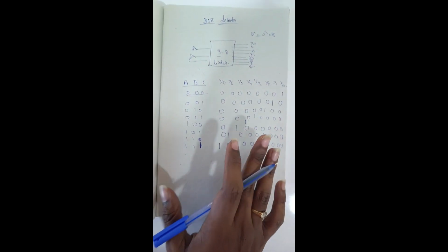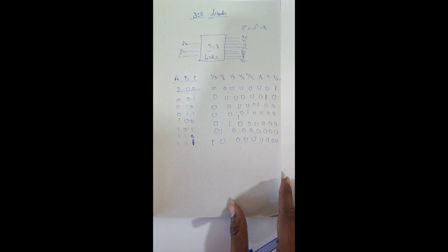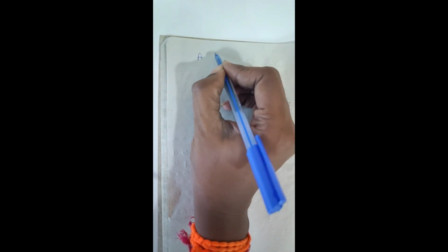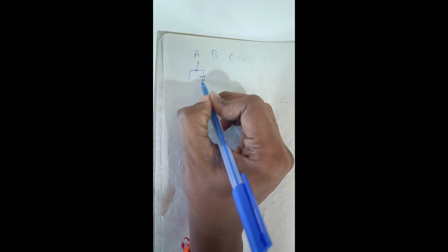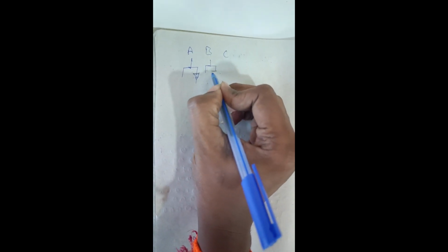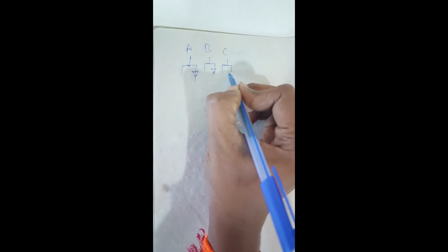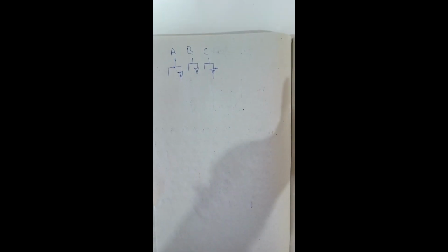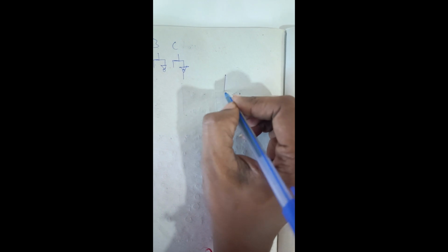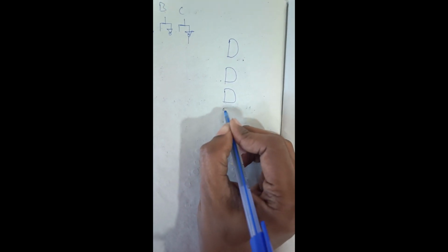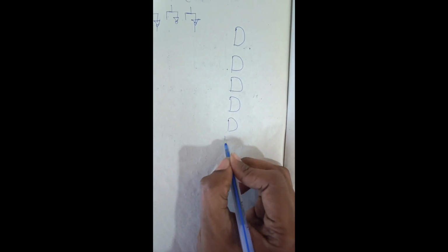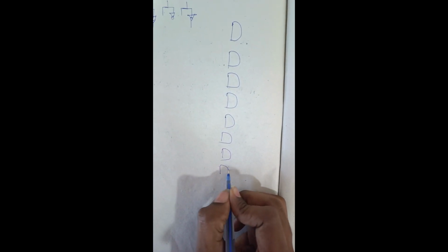Here is the truth table of the 3:8 decoder. Let us see the logic diagram of the 3:8 decoder. We have 3 inputs, A, B, C, and an inverter for each. And how many outputs are there? 8 outputs, right? So I am taking AND gates, 1 2 3 4 5 6 7 and 8.